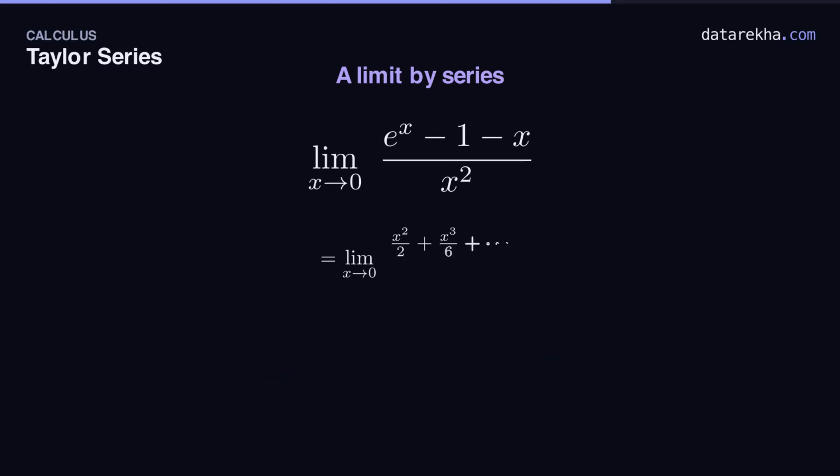Divide every term by x squared. The x squared over 2 becomes 1/2, and everything else still carries a factor of x. Let x go to 0, and every term with an x in it vanishes. What's left is simply 1/2. No repeated differentiation, no fuss. The series did all the work.